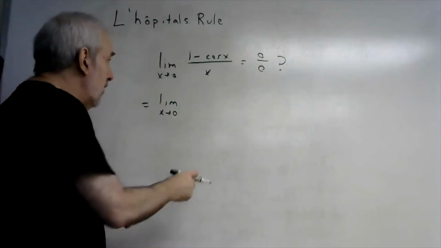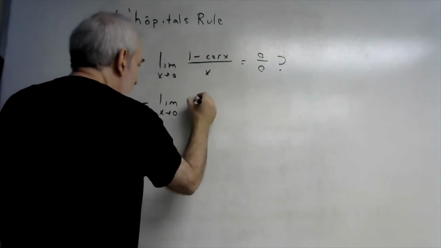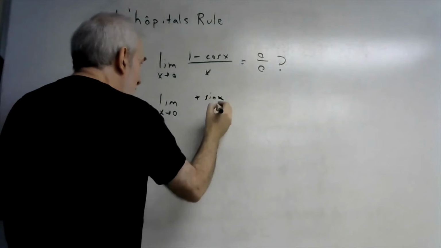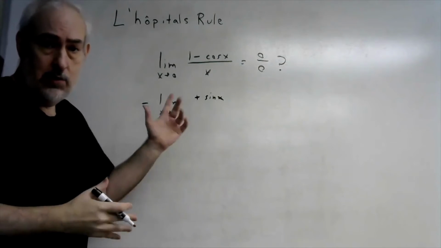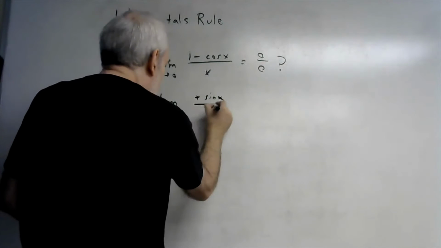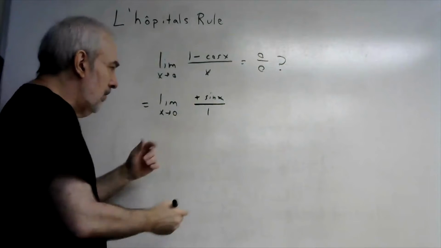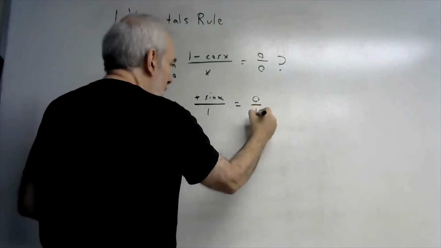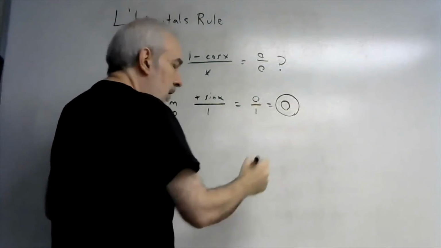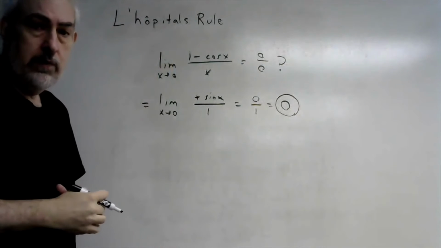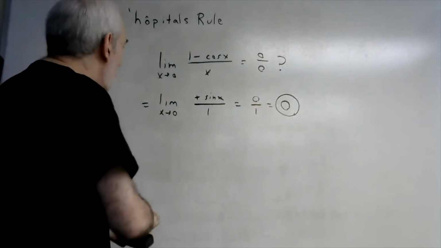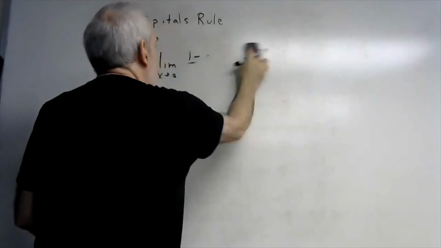Anyway, the derivative of the top is going to be 0 plus sine of x, because the derivative of cosine is negative sine and the two negatives cancel. The derivative of the bottom is 1. Now if you plug in 0, sine of 0 is 0, and you wind up with 0 over 1, which is 0. So the answer is 0. Okay, let's do another example.